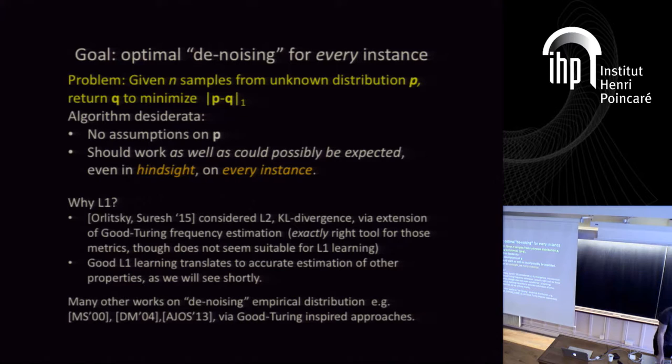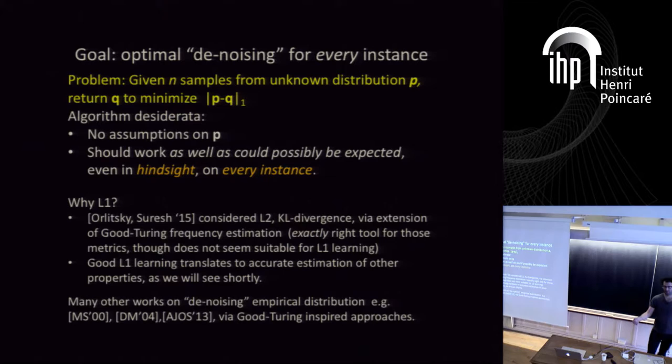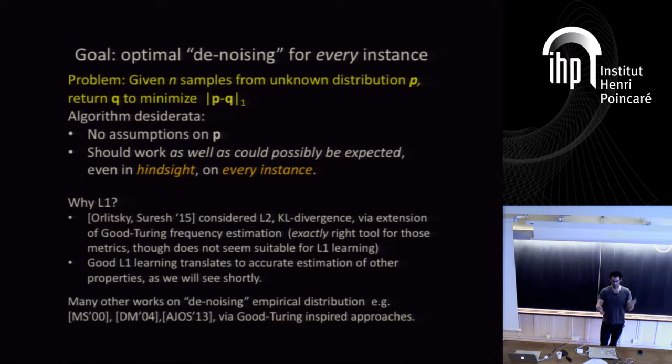So Alan Turing and I.J. Good were working at Bletchley Park in the British World War II effort. And they wanted to know, what's the probability that the next sample we draw is a new domain element that we haven't seen before? I think they wanted to know what's the probability the next ciphertext that the Enigma machine outputs is a new ciphertext we haven't seen, or something.